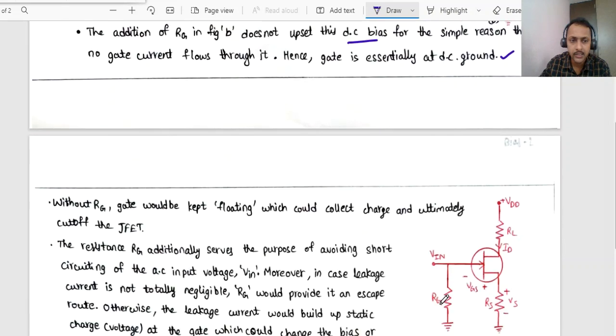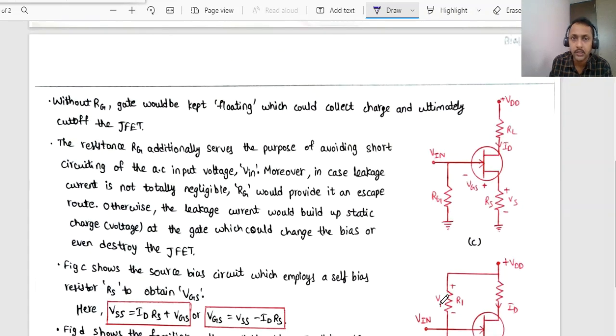Now one more advantage is there. Without RG, the gate will be kept floating. Because of this floating nature of the gate terminal, it is going to collect some charge, and ultimately it is going to cut off the JFET. For that reason we have to place RG, a resistor connected to the gate terminal. Without that, the gate will simply be floating.